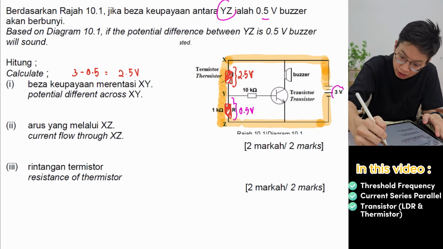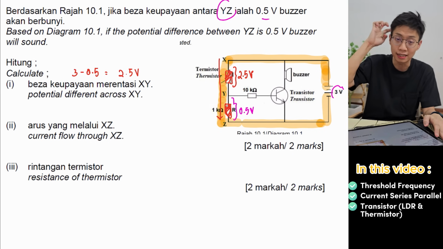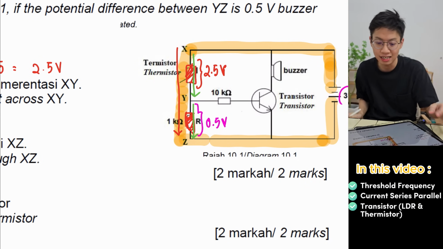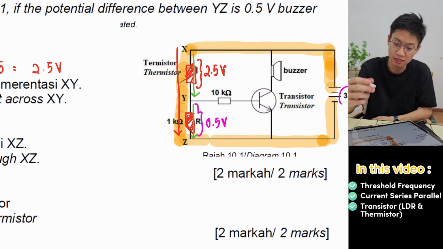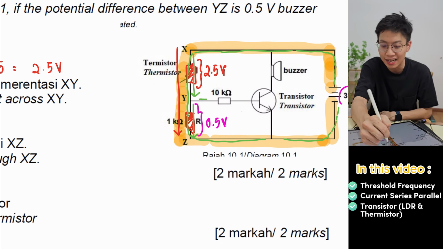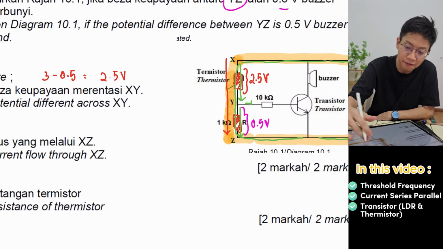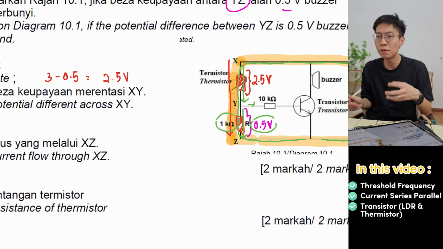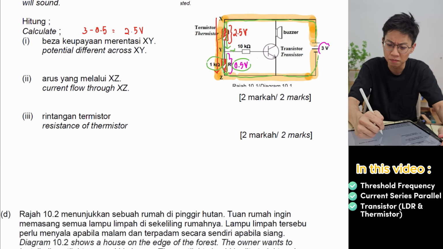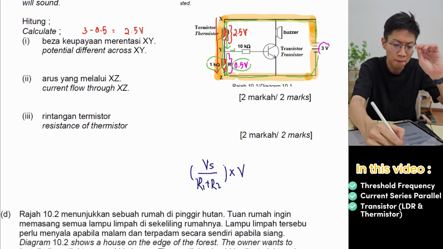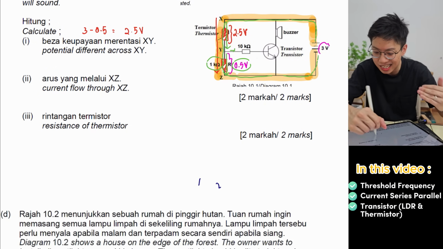Now, what about the current flowing across X to Z? You will realize that the current flowing through this and the current flowing through this is the same. Why? Because we will assume that most of the current actually flows on the outer side first. I have the voltage here, I have the resistance here. Your school teacher maybe will show you a very fancy formula, like EVSV over R1 plus R2, then bracket, then multiply by V or something like this. But you don't need to use very complicated stuff. We keep it easy.